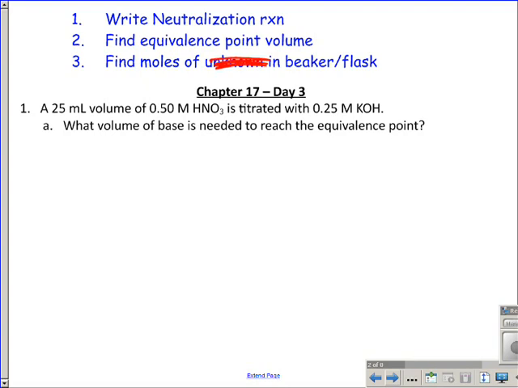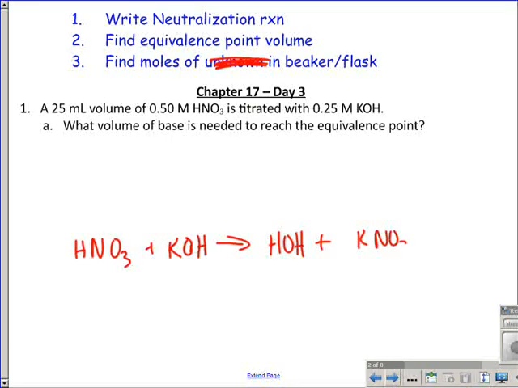So I'm not going to worry about what it asks. I'm going to look at what it says. A 25 milliliter volume of 0.50 molar HNO3 is titrated with 0.25 molar KOH. So I have that strong acid inside a flask, and I'm going to be adding KOH to it. So the first thing I really want to do in one of these problems is write the neutralization reaction that occurs. So I'm adding that strong acid to that strong base, and what it's going to do, single arrow here since it's not equilibrium, is make HOH, which is just water, and make KNO3. So that would be my reaction.